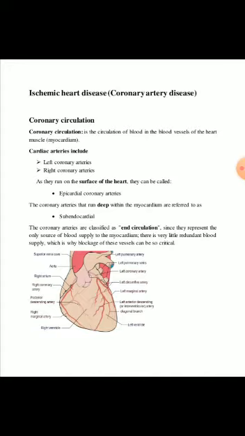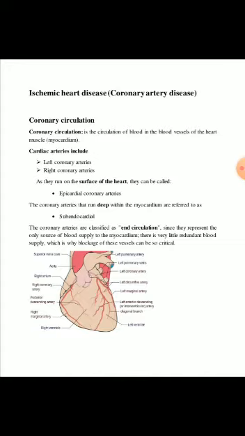So what do you know? What do you mean by the term ischemia? Ischemia is basically inadequate blood supply to the heart. Blood supply to the heart is maintained by the coronary arteries, so let's see what happens in the coronary circulation. It is basically the circulation of blood in the blood vessels of the heart muscle, known as the myocardium.